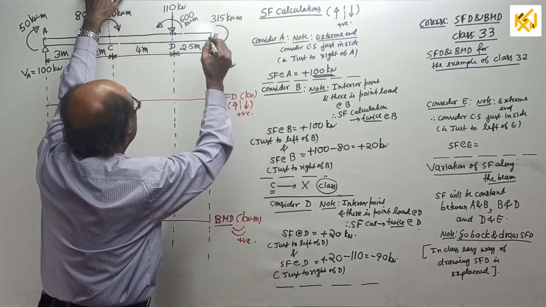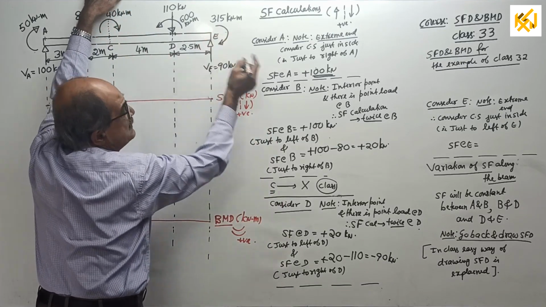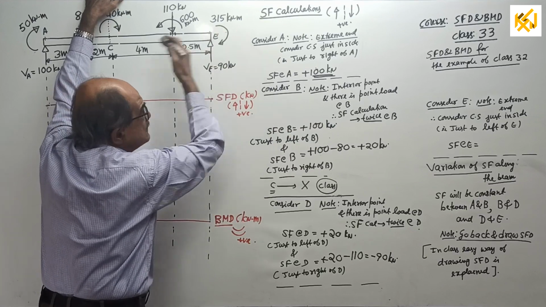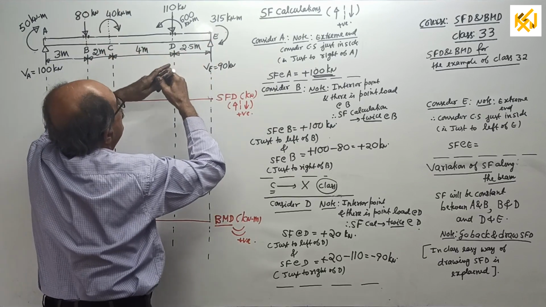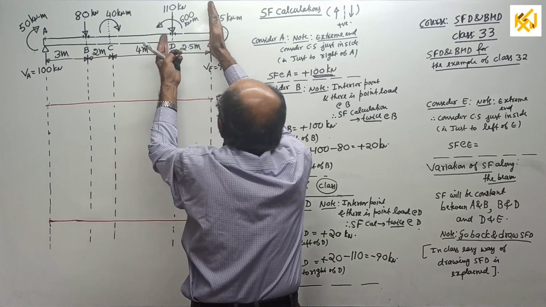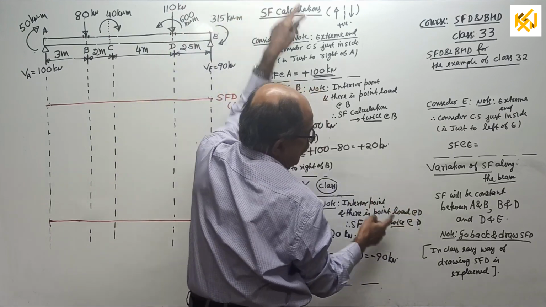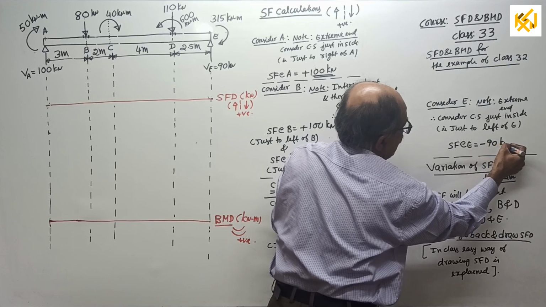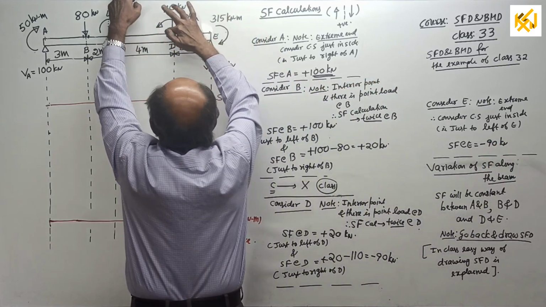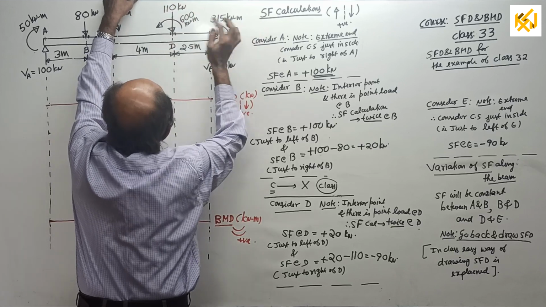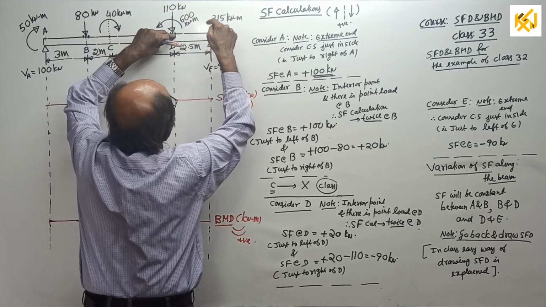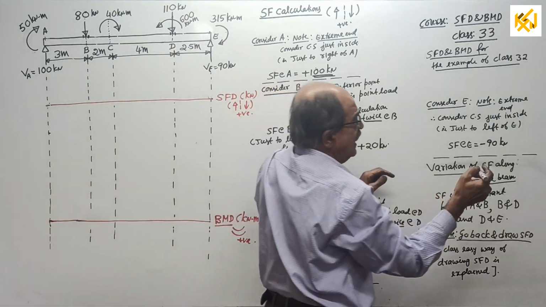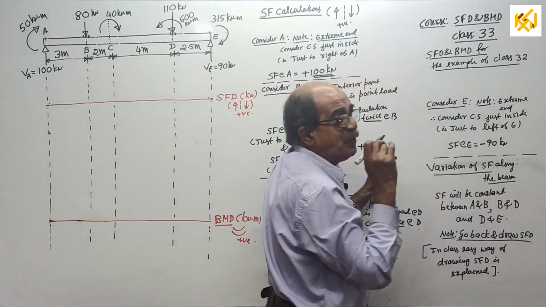Okay. Lastly, come to E. Extreme end, I already told, consider the section slightly inside, means just to left. So, here, after the point D, what is the answer? We got minus 90 kilonewton. Okay. Then, coming after D, till this point, there is no load here. Therefore, that's all. Once again, my usual word in the class, keep quiet.